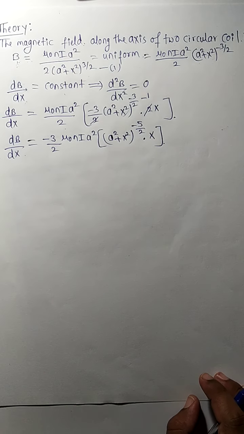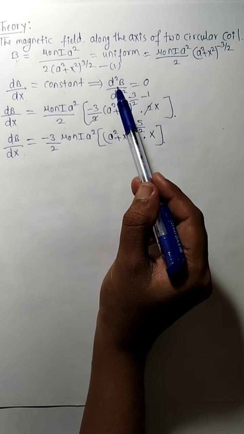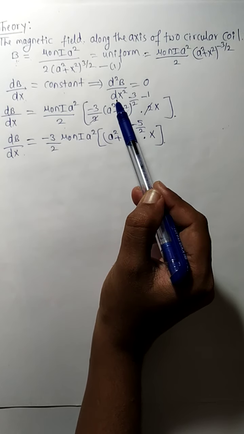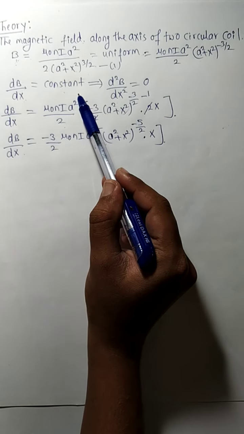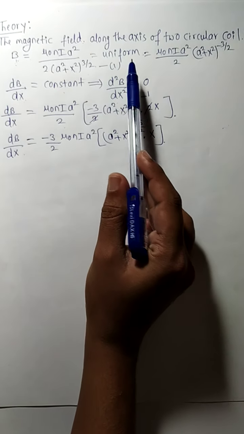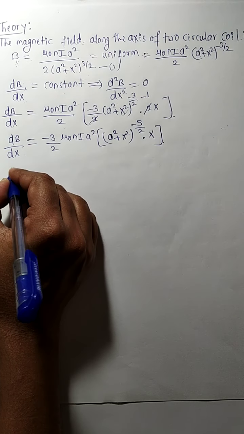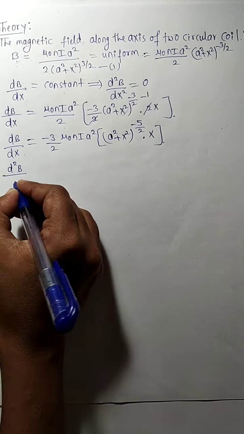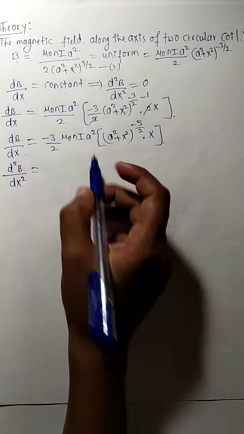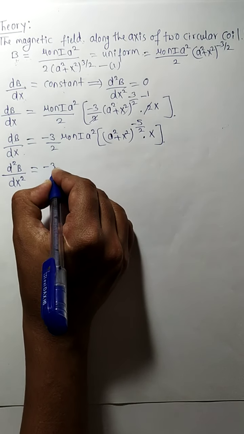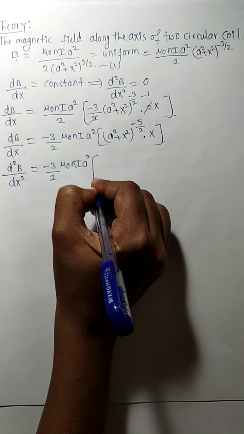So that is the differentiation of B. Now the next job is to differentiate one more time, that is d square B by dx square, which should be equal to 0, because it is a constant quantity. Why is it constant? Because it is uniform, isn't it? So now I am differentiating this again with respect to x. What will I get? d square B by dx square is equal to, again this constant quantity I will write as it is, that is minus 3 by 2 mu naught N i a square.